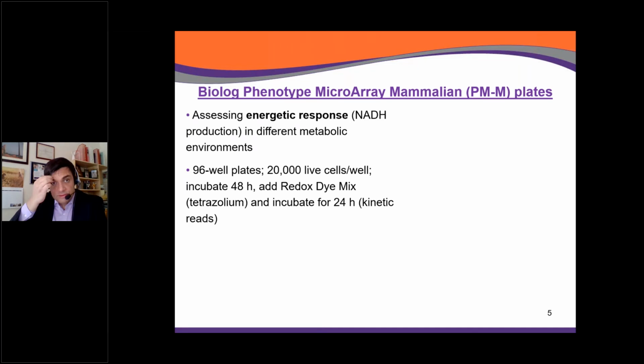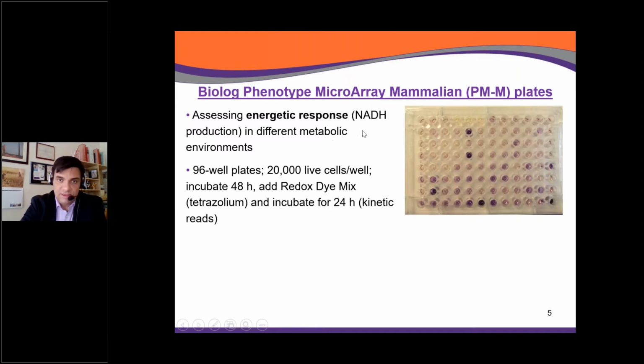So we use the Biolog Phenotype Microarray mammalian plates to approach the functional study of individuals with ASD. This is a test that is based on the assessment of the energetic response in different metabolic environments. The energetic response is measured via NADH. There are 96 wells per plate, as you can see here, and you can see the different colors because there is a specific redox dye mix based on tetrazolium that reacts with the amount of NAD that is reduced to NADH.